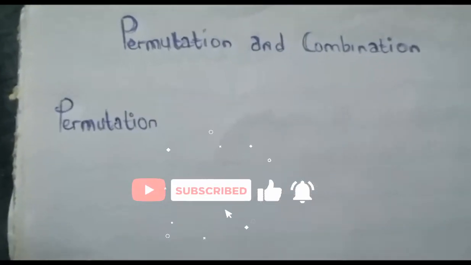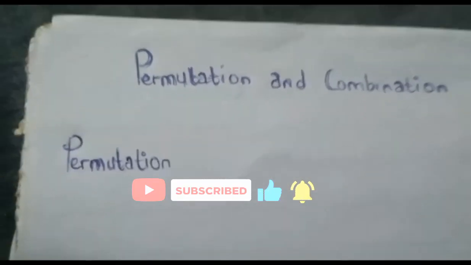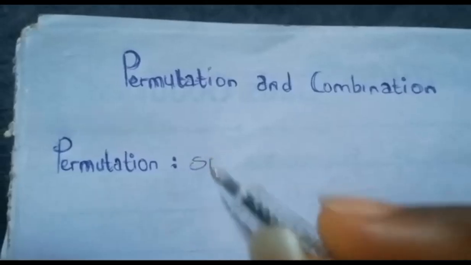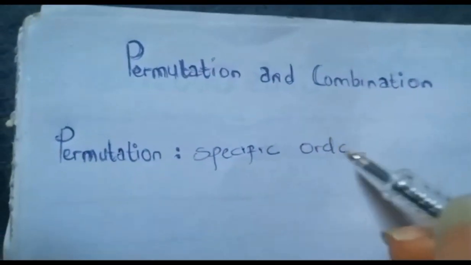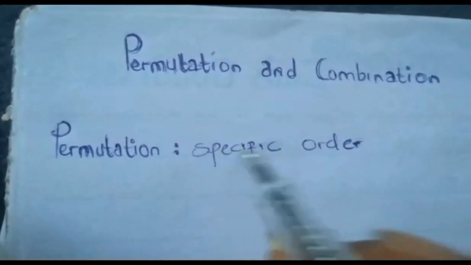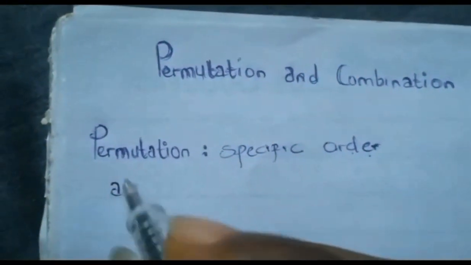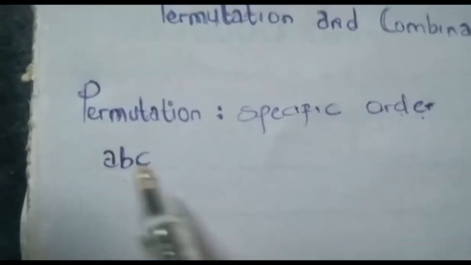Alright, so welcome back. The video for today is on permutation and combination. Now, what is permutation? Permutation is simply the arrangement of objects in a specific order. So in permutation, the order actually matters. Now let's say we have the letters A, B, and C. In how many ways can we arrange this ABC?